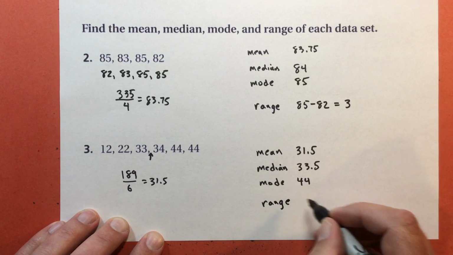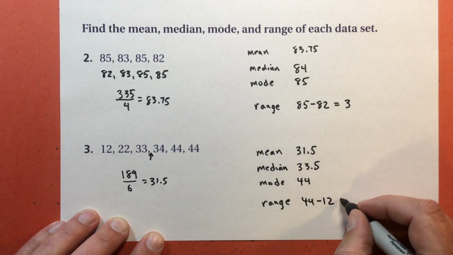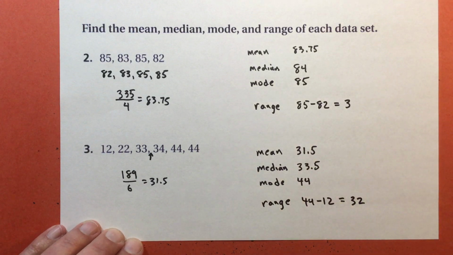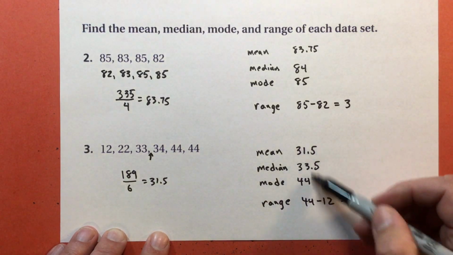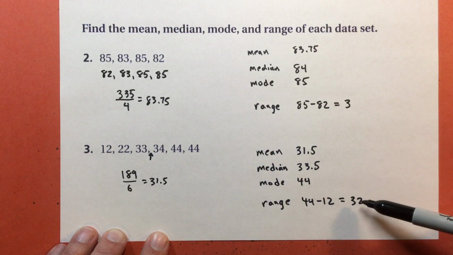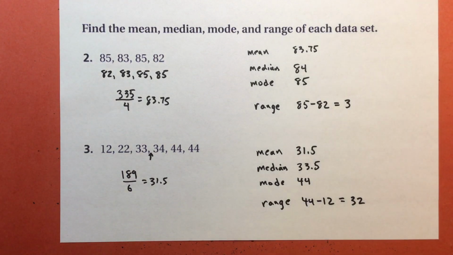The range is going to be the largest number, subtract the smallest number. 44 take away 12 is going to be 32. And this 32 has nothing to do with these numbers. Last time it was a 3, which is nowhere close to the 80s. This is in here, but again, it has nothing to do with them. That's why I'm drawing it separately. I'll put a little space in there. Oops, I grabbed too many. Okay.